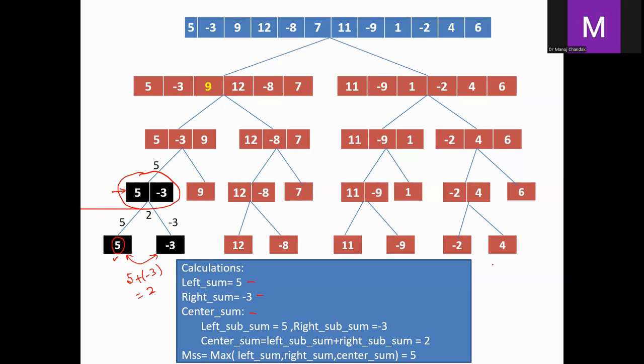Now we have three different sums. One is left sum, 5. One is right sum, that is minus 3. And one is center sum, that is 2. And out of these 3, we will take the maximum, which is maximum of L, R, and C, which is equal to 5. So if I want to declare what is the maximum sum of this subarray, then it will be 5.